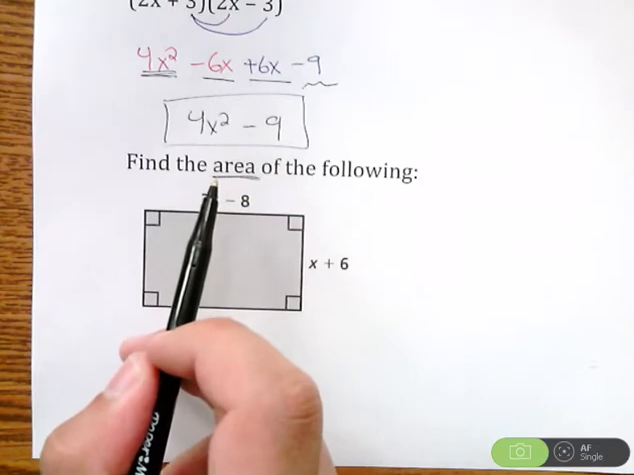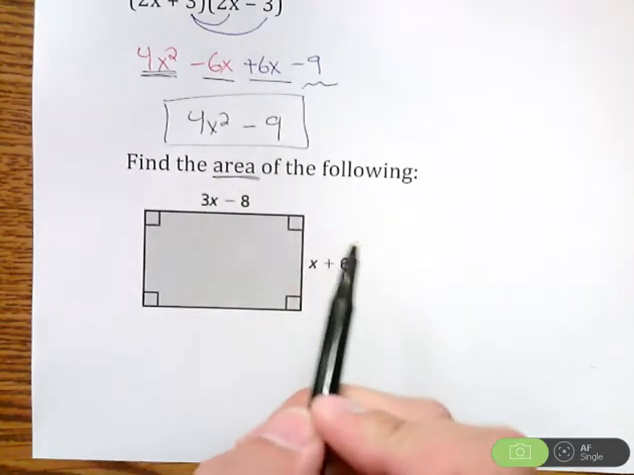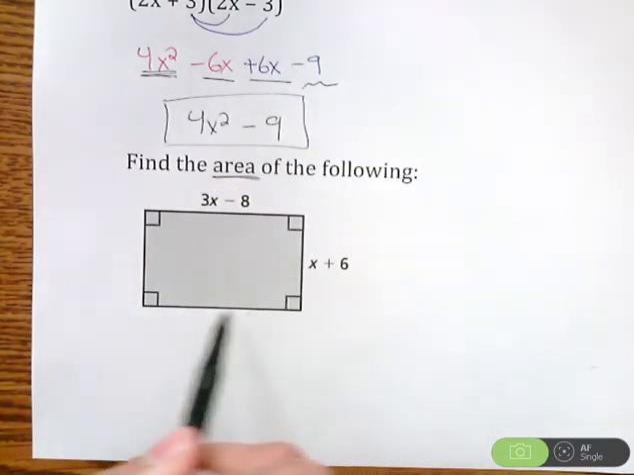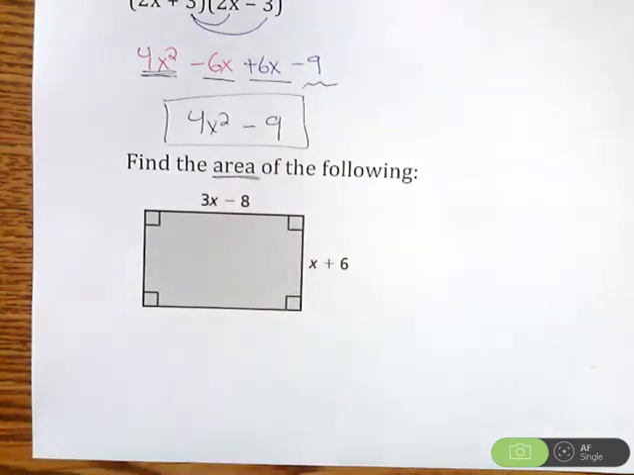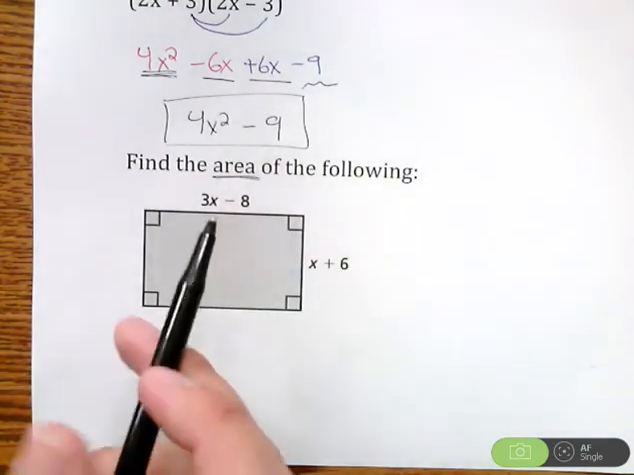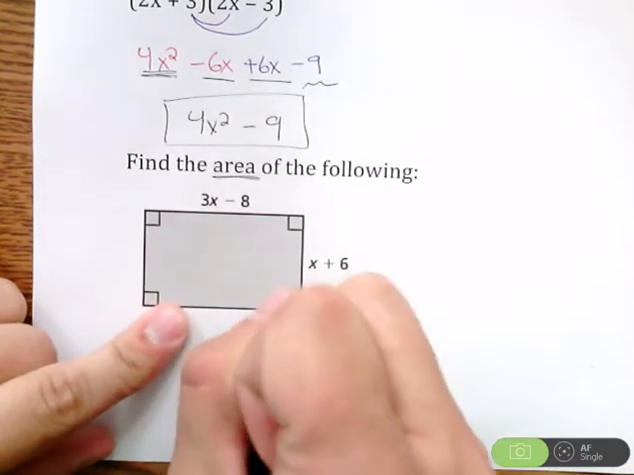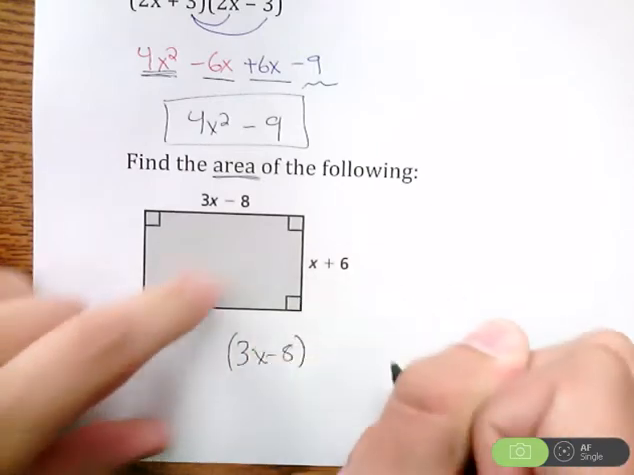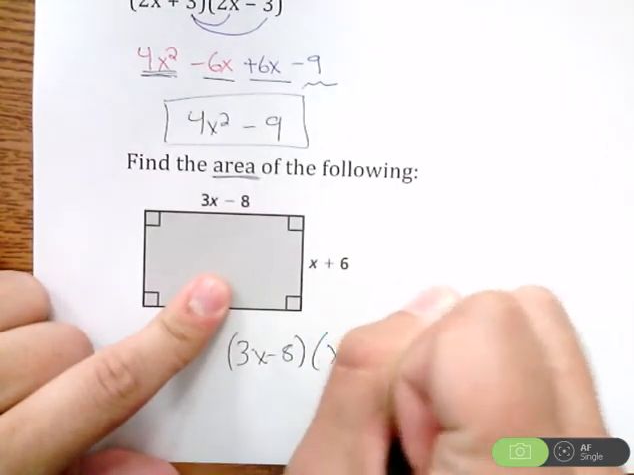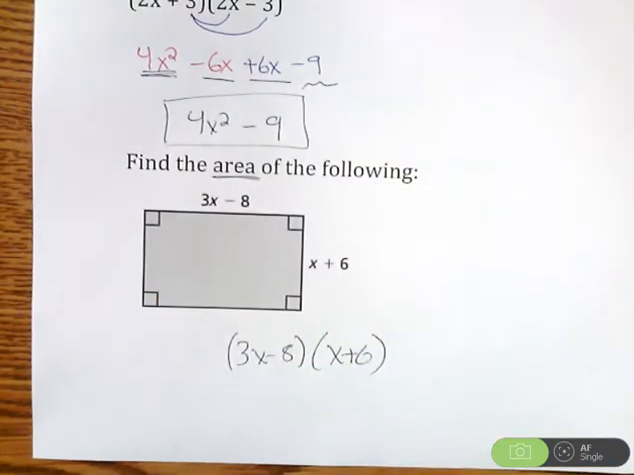You don't want to mix this up with perimeter. Perimeter is just taking all the sides and adding all the way around. So adding all the way around will get you the perimeter. So we just want the area, which is base times height. So I need to take my base would be 3x minus 8 times the height, which is x plus 6. And we're going to multiply those together.